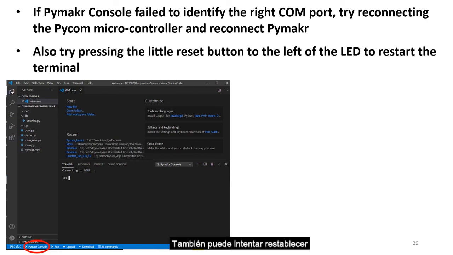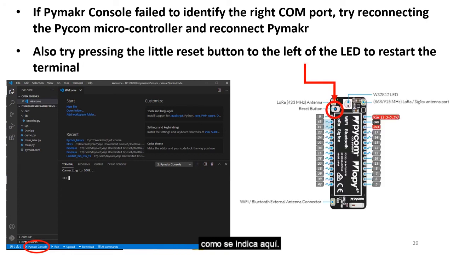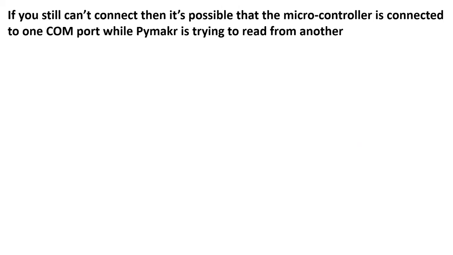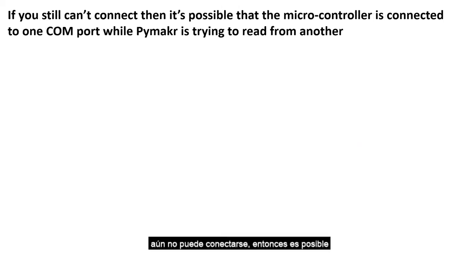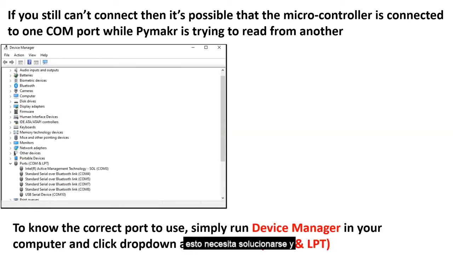You may also try to reset by pressing the reset button to the left of the LED to restart the terminal, as indicated here. After repeating that procedure, if you still can't connect, then it's possible that the microcontroller is connected to one COM port, while the PyMaker is trying to read from another. So this needs to be fixed.